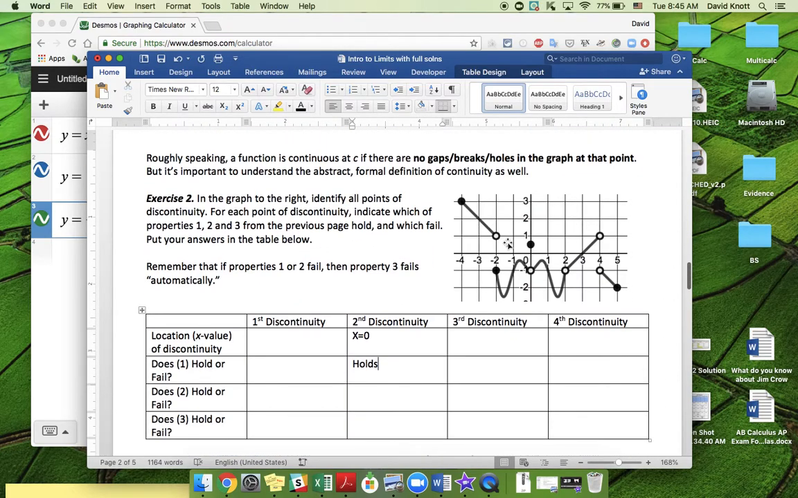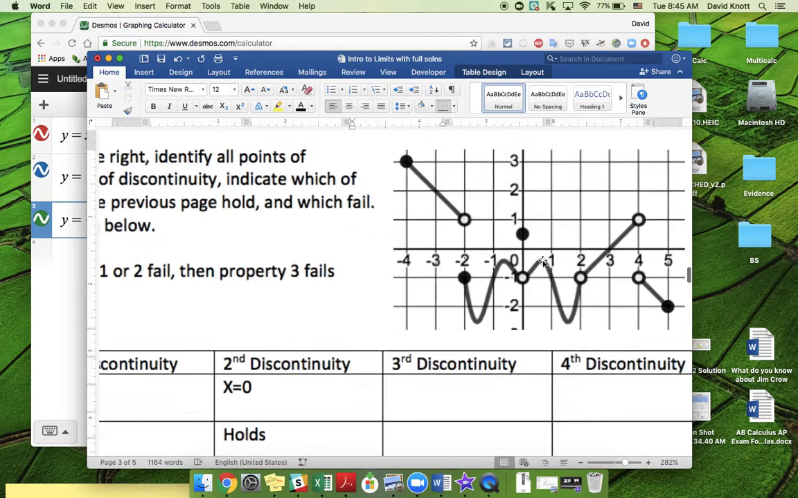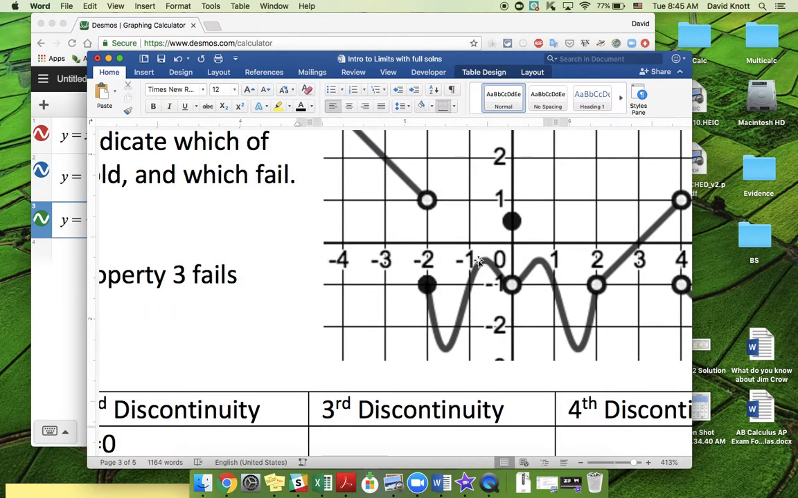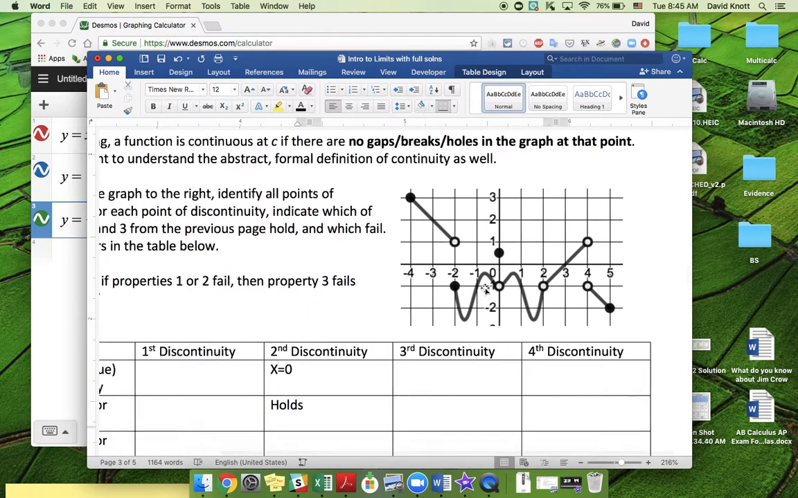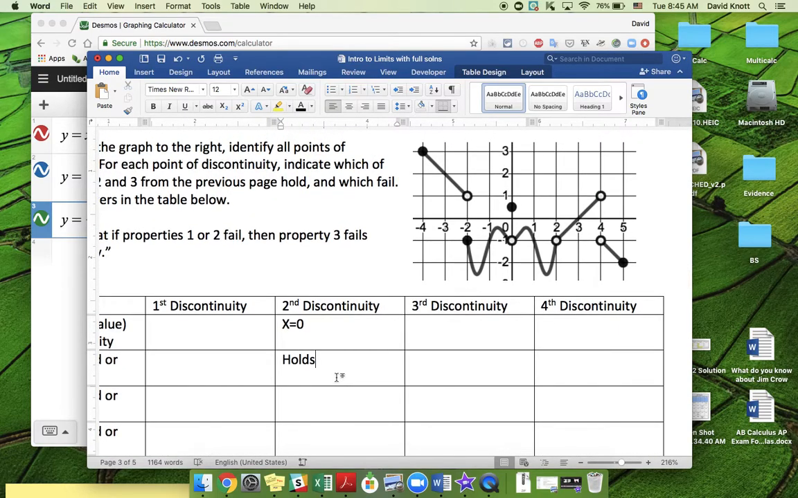It is defined at 0 because as you approach 0 from the left, you get -1, and as you approach 0 from the right, you also get -1. Because the left and right hand limits are equal, the two-sided limit is defined. Okay? The two-sided limit is defined. So that first property holds.